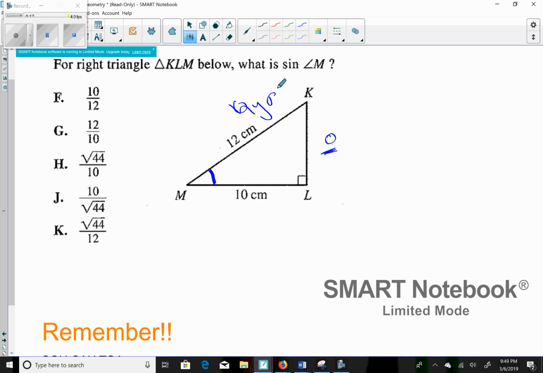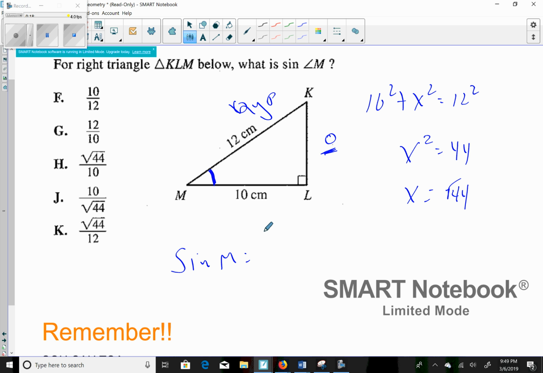That's the hypotenuse. So if I do that, I'm going to say 10 squared plus, we'll call it x squared, is equal to 12 squared. And when I solve that, I end up with x squared is equal to 44. So x is equal to the square root of 44. I'm going to leave it like that, and the reason why is I see the square root of 44 over there. They did not simplify it. So then the sine of M is going to be the opposite, which is the square root of 44, over the hypotenuse, which is 12, which happens to be choice K.